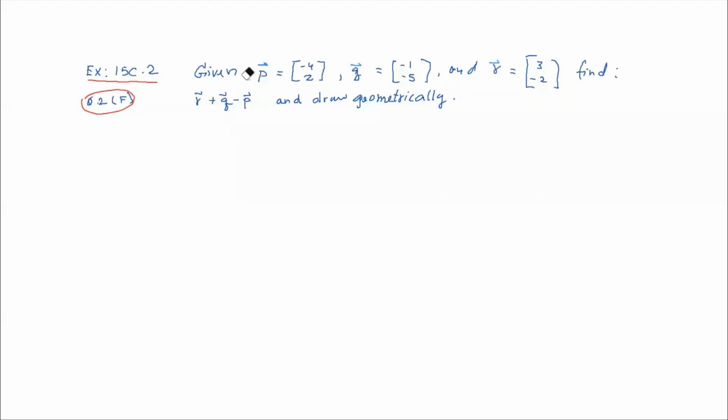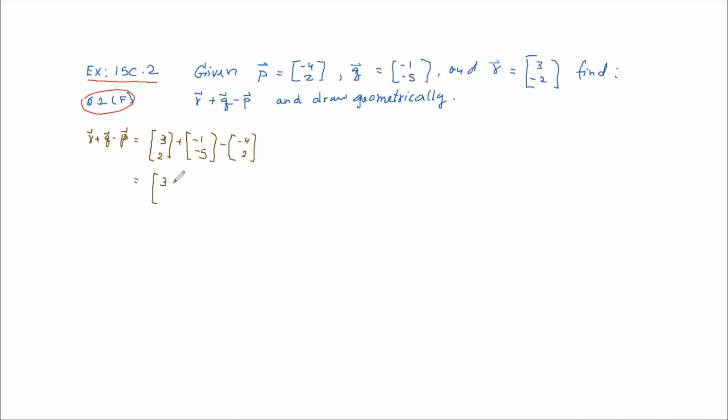Like by side here, okay, because we need more space. So it becomes vector r plus q minus vector p. So this one equals r is 3, 2 plus q is -1, -5, and then minus p is -4, 2. Now we simplify.